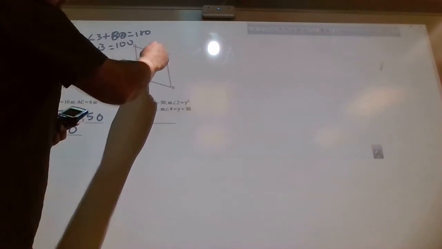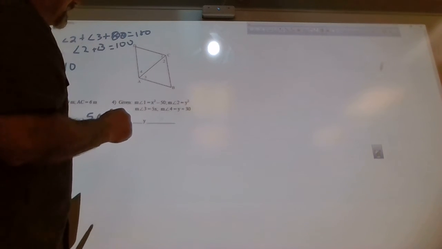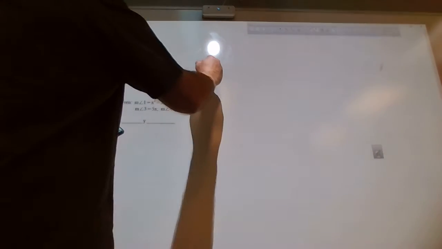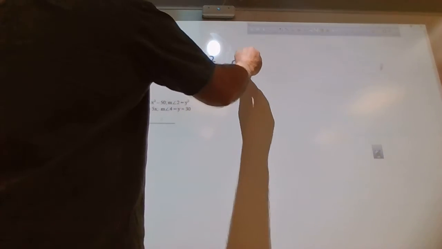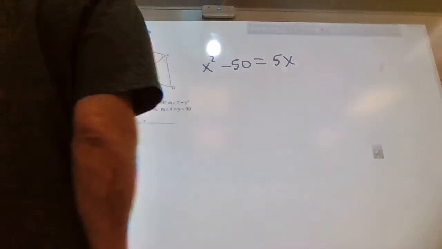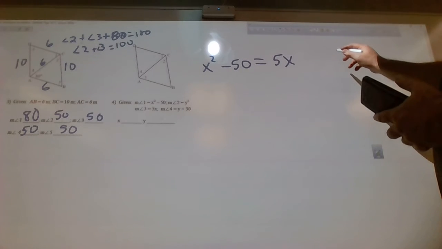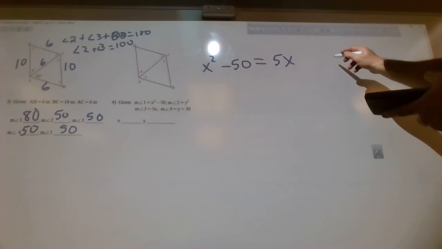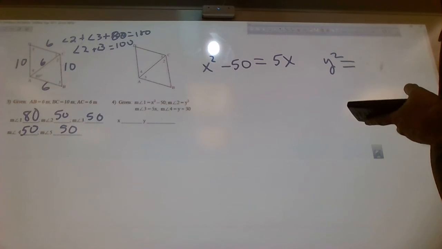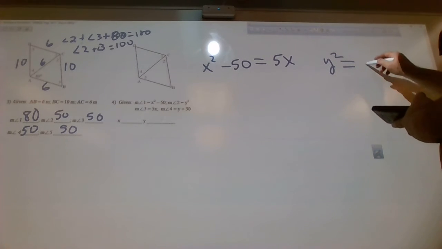If this is a parallelogram, alternate interior angles are congruent. So we would say that angle 1, which is x squared minus 50, is equal to angle 3, which is 5x. And then this one, we have angle 2, which is y squared, is equal to angle 4, which is y plus 30.